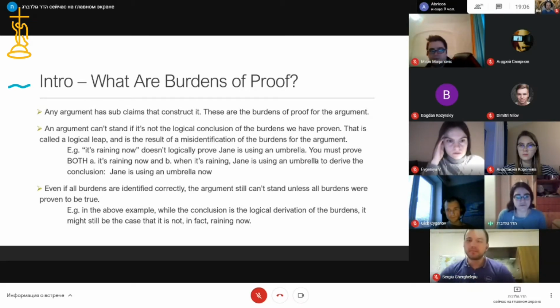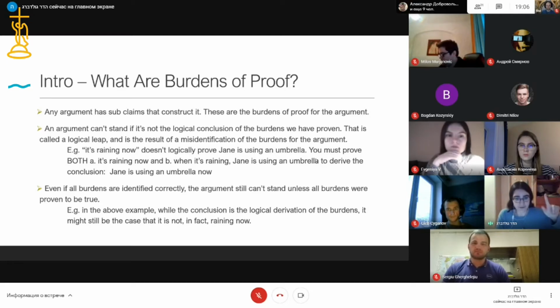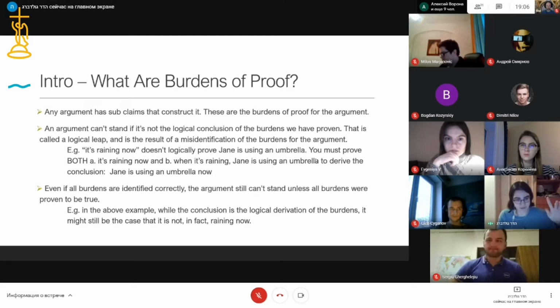If I want to prove Jane is using an umbrella now, saying it is raining is not yet proving it. I need to prove A, that it is indeed raining, and B, that when it is raining, Jane is using an umbrella. If both of these claims are true, then the logical conclusion has to be that Jane is indeed using an umbrella now.